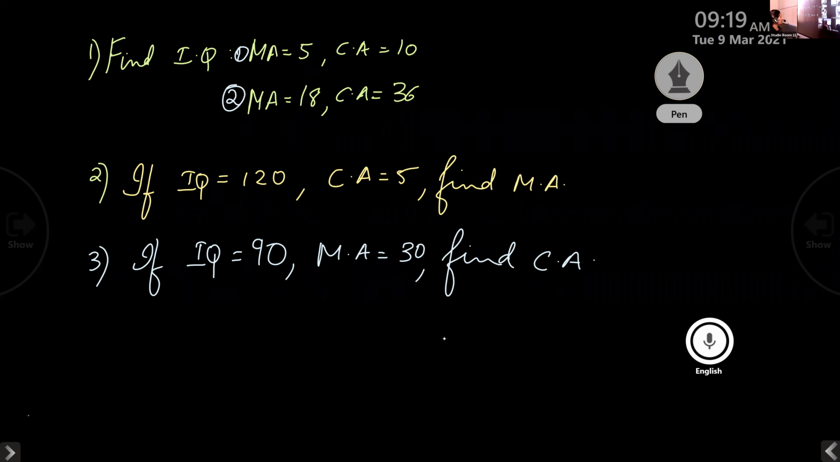First two are very direct questions. The other one, you'll have to bring 100 to this side or bring something to the other side and then calculate. Do it step by step, then you'll get it correct.